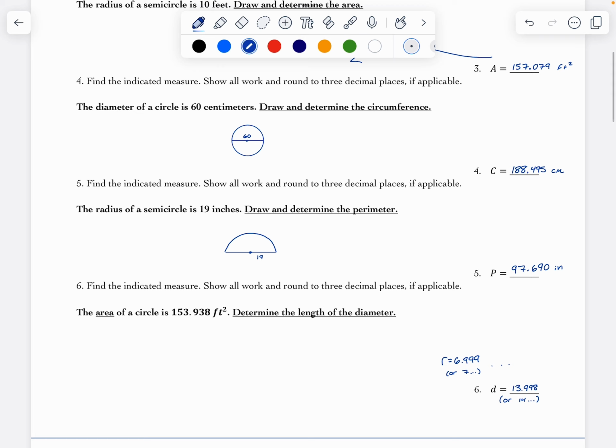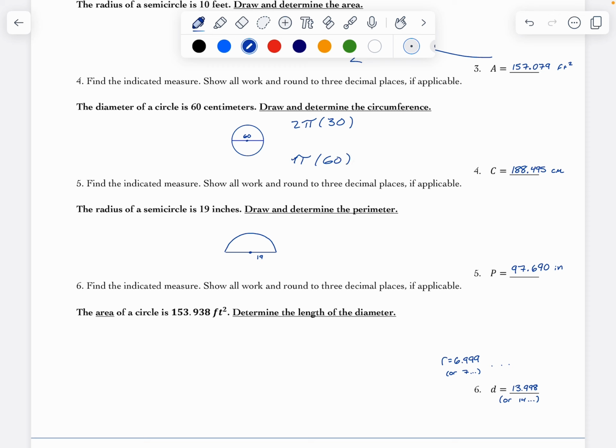Diameter of a circle is 60 centimeters. Draw and determine the circumference. Diameter is 60. For circumference, we have 2 different options. We have 2 pi times the radius. Your radius would be 30. You also have pi times the diameter, which is 60.